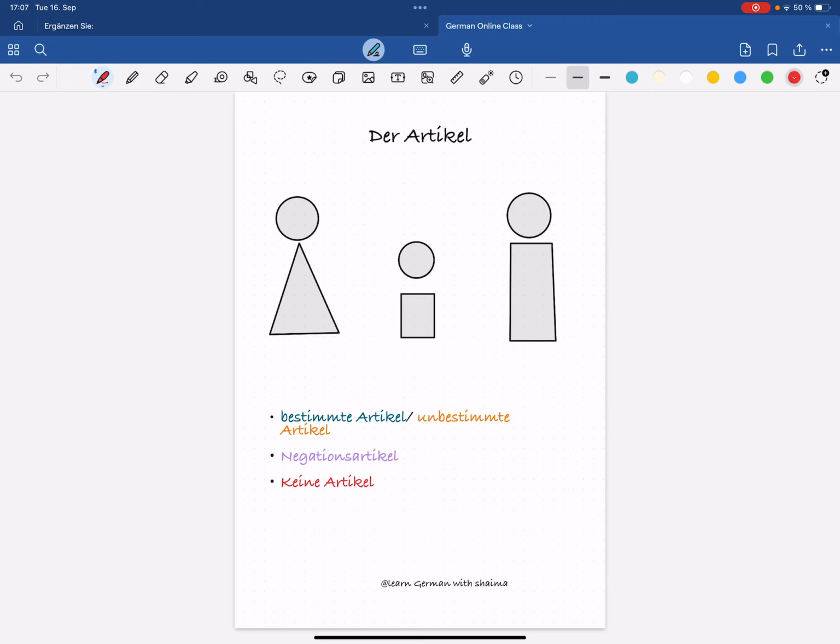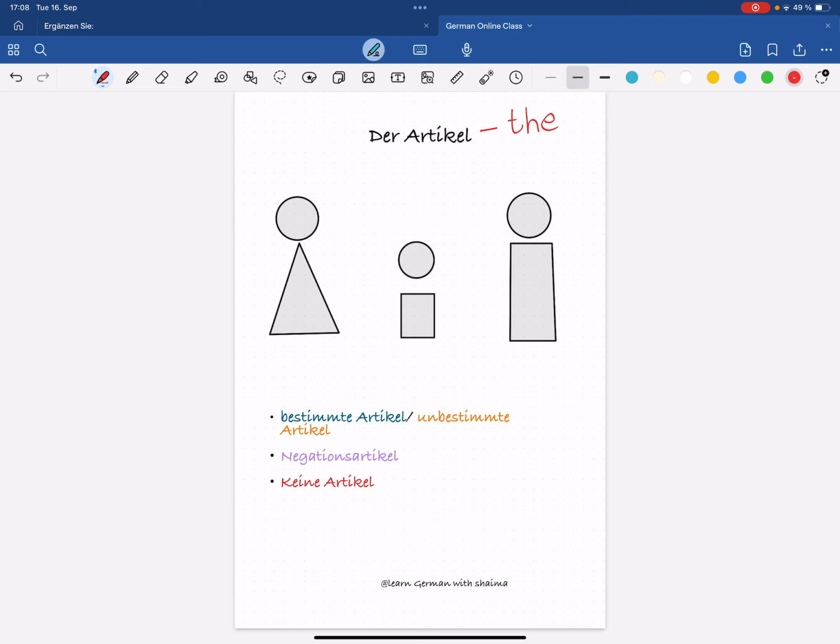In today's video, as well as in the second part, which I will be uploading tomorrow on my channel, I will be talking about the article in a very detailed manner. I will split this video in two parts because otherwise the video will be very long. The article is just like in English, where we have "the" before the noun.